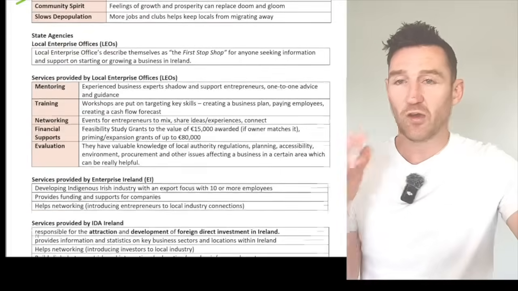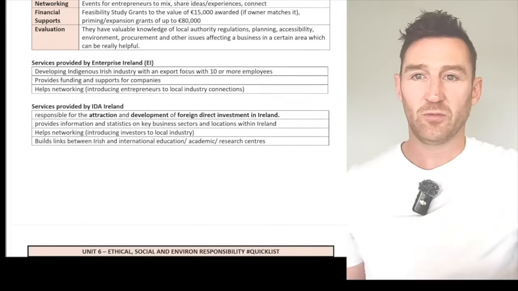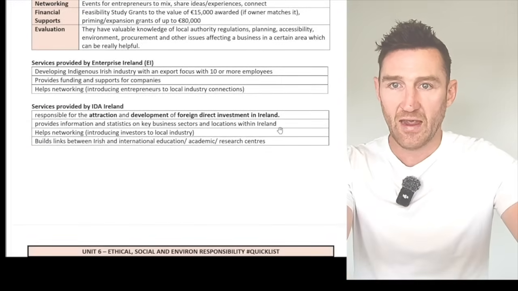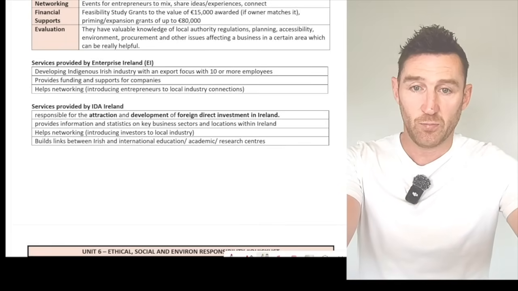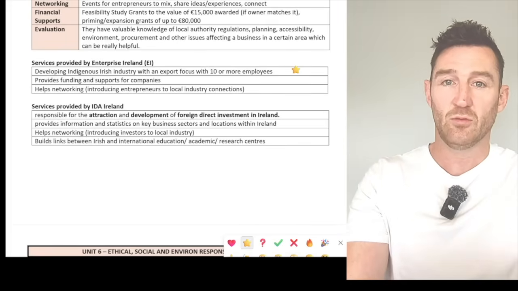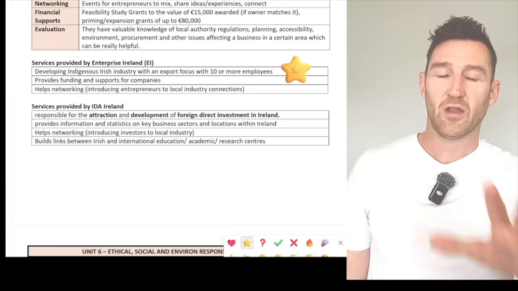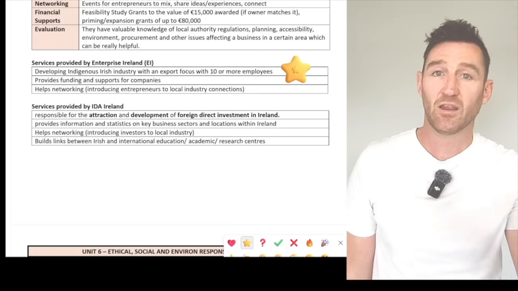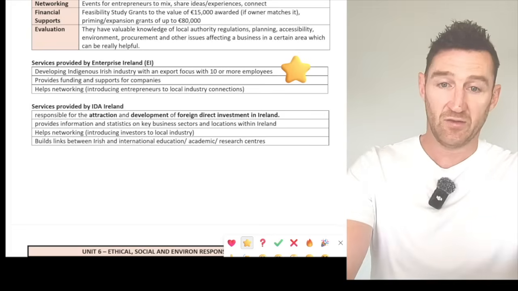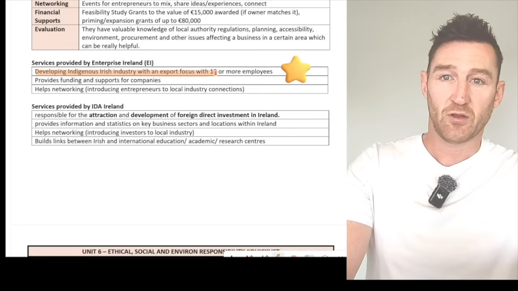A couple of things to point out to you about the state agencies. If we just jump down here to Enterprise Ireland, it is a compulsory point on the Leaving Cert that if you're explaining what Enterprise Ireland do, you have to have that first one. It's about providing help to indigenous Irish businesses with an export focus. So that bit is compulsory. You have to give that point on the market scheme if you're explaining Enterprise Ireland.